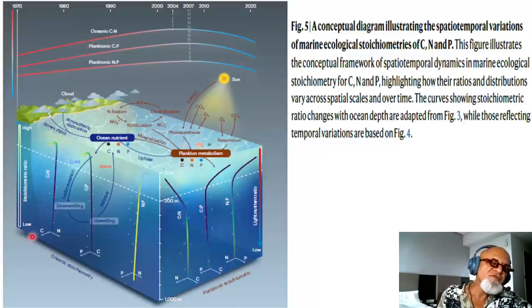So here you have low to high stoichiometric ratios going from depths towards the surface. So C to N, you can see how the ratios remain relatively constant, but if you look in the 200 meter range, there are strong gradients. So what are the factors playing a role?